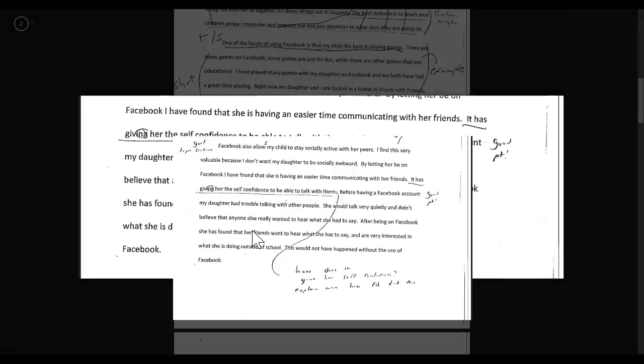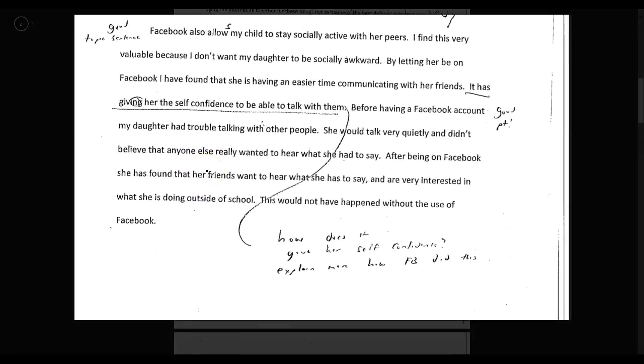From there, he moves into his second reason. He has another good topic sentence here. Notice how I put that right there. Facebook also allows my child to stay socially active with her peers. So it allows her to keep in touch with peers. I find this very valuable because I don't want my daughter to be socially awkward. By letting her be on Facebook, I have found that she's having an easier time communicating with her friends. It has given her the self-confidence to be able to talk with them.